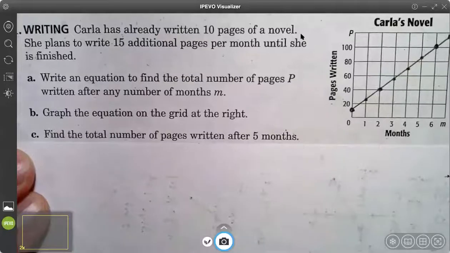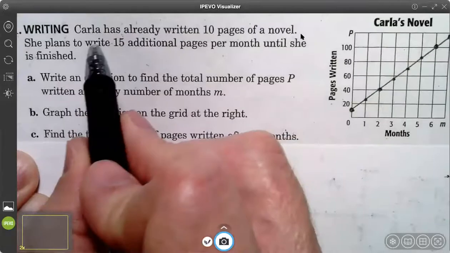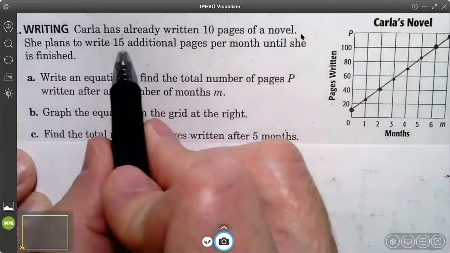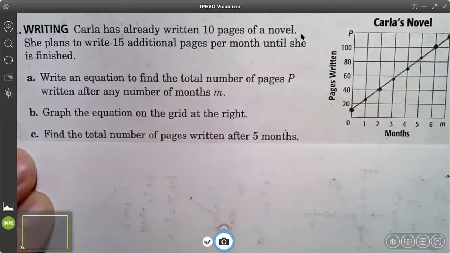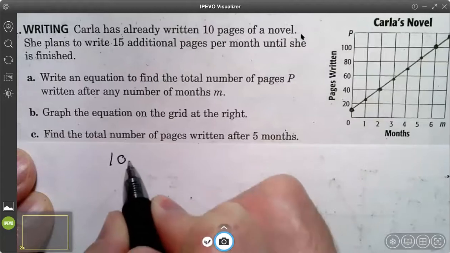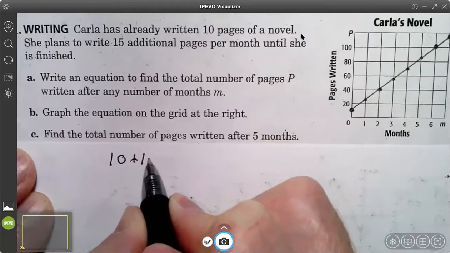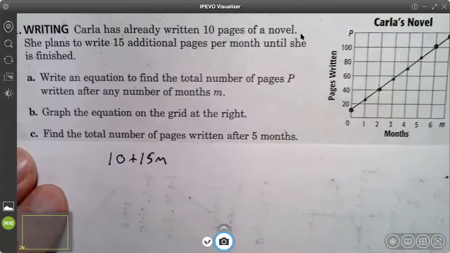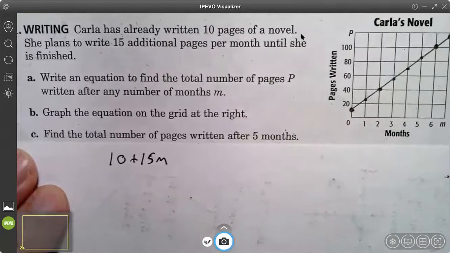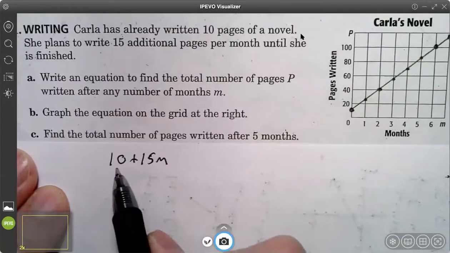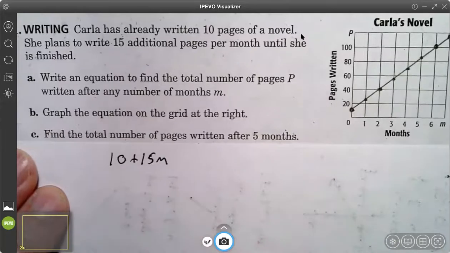Let's look at one more word problem. Carla has already written 10 pages of a novel. She plans to write 15 additional pages per month until she is finished. So I could start out thinking it this way. She wrote 10 pages plus 15 pages per month. If I wanted to write an algebraic expression not giving any information other than this paragraph, I would have probably written that: 10 pages plus 15 pages per month.